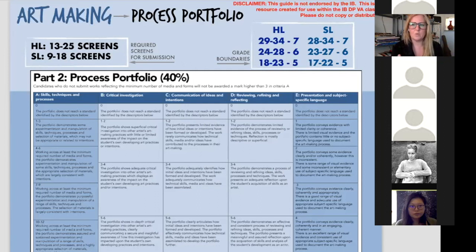Which is why I don't make checklists of like, you should have this, this, this, this, and this in yours, because not all process portfolios are made the same, and it's up to the examiner to find that the student has shown these parts. So different students can put in different things.